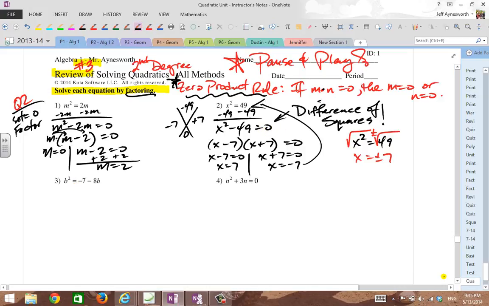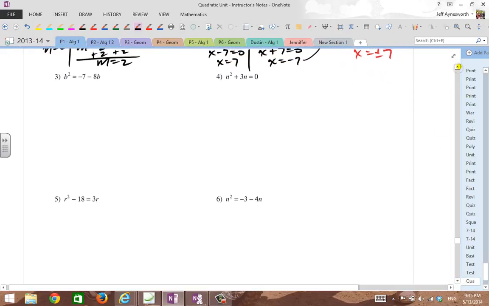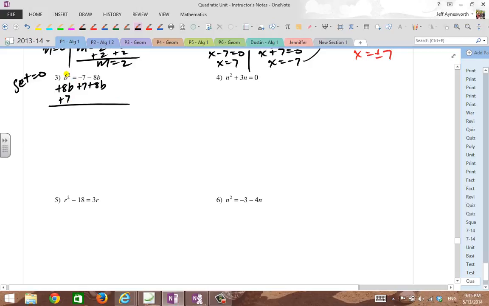The next one here, number 3, if you're going to solve this by factoring, you got to set this equal to 0 first. So set equal to 0 first. Well, to do that, you got to add the opposite, right? So the opposite of a minus 8b is a plus or positive 8b. The opposite of a minus 7 is a plus 7. And then you just read it from left to right, or from top down, starting with the highest exponent. B squared plus 8b plus 7 equals 0.